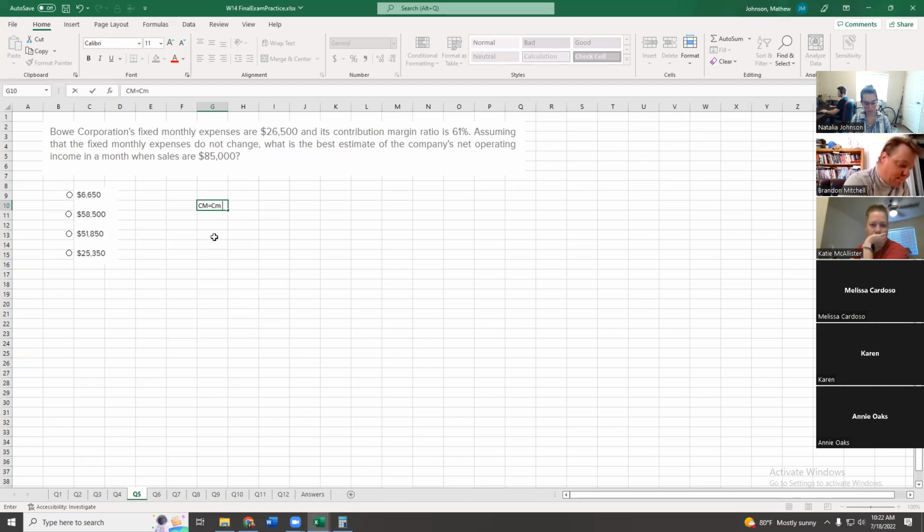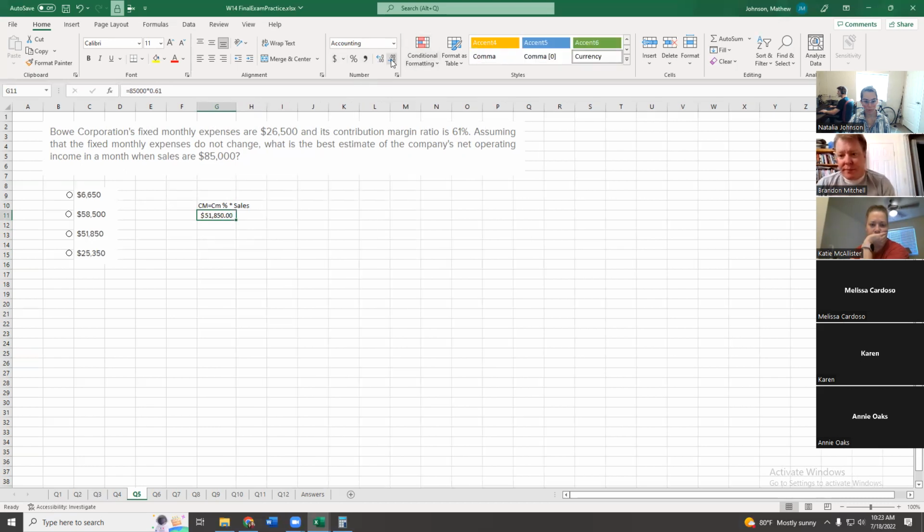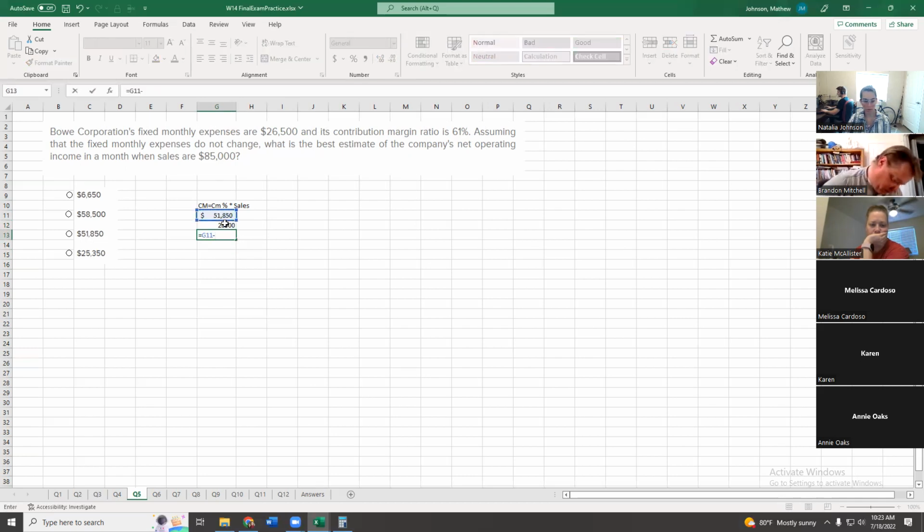Yeah, that's perfect, because the contribution margin is simply the contribution margin ratio times the sales. So the 85,000, which is the sales, times the 61%. This is the new contribution margin. And then because fixed expenses don't change, we just subtract them to get the net operating income. 25,350. This is net operating income, this is fixed expense, and this is the contribution margin.